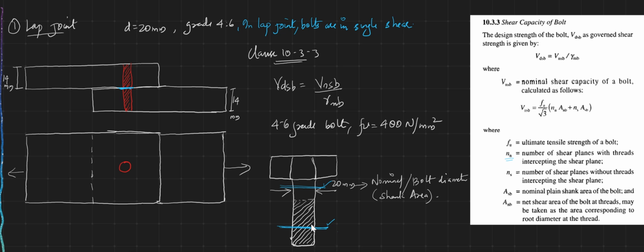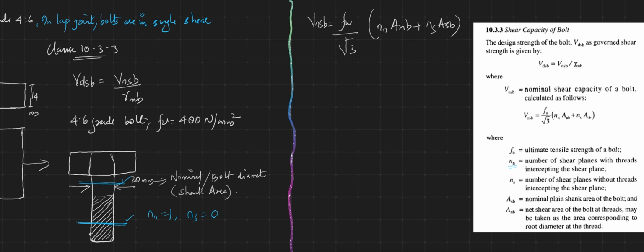So I could say in a lap joint, the shear plane will get cut at the threaded portion. So I could say nn is equal to 1, and here there is no ns, that is, ns is equal to 0. Hope you have understood how this came. I could write nn is equal to 1 because it gets cut at the threaded portion, and ns is equal to 0 because there is no second plane or no other plane in case of a lap joint. So now I hope Fu, nn and ns are clear.